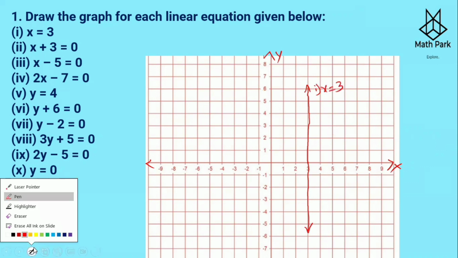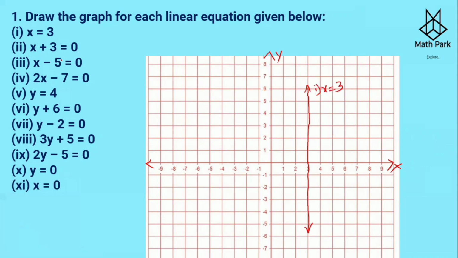Now the second line says x plus 3 is equal to 0. So this becomes x is equal to minus 3. So x is equal to minus 3 is a line again parallel to the y-axis, which will pass through minus 3 on the x-axis. So this is the second part, x plus 3 is equal to 0. While writing, we will write it like that. This is actually x is equal to minus 3.